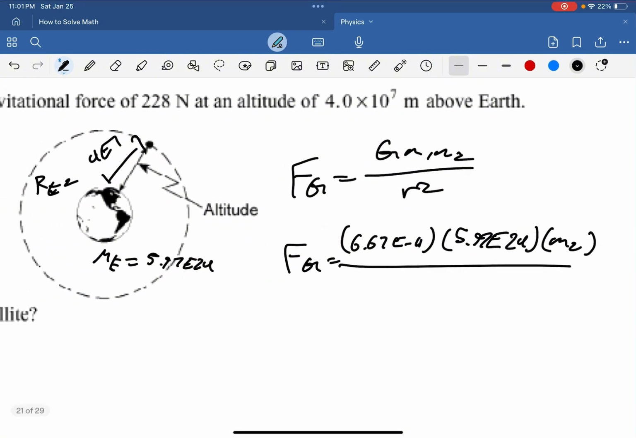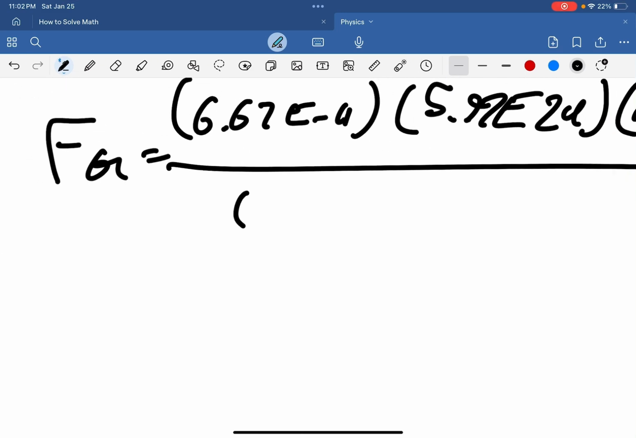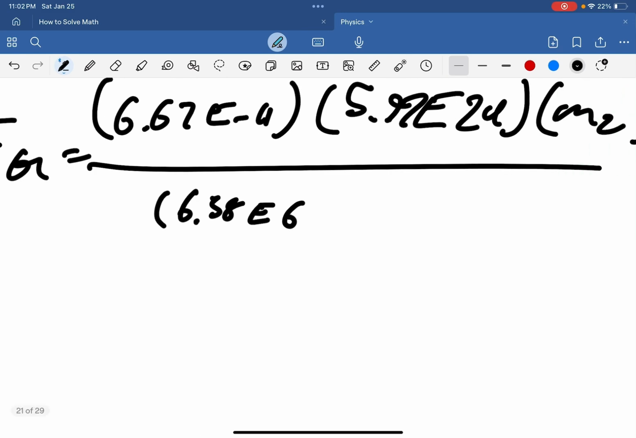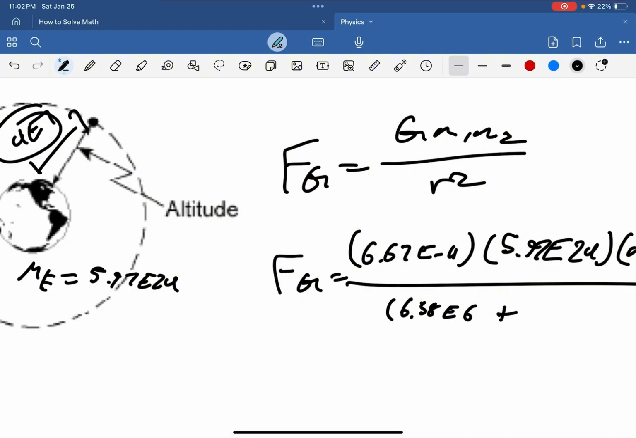Let me look at my equation sheet for the radius of the Earth. Hold up, guys. This might take a while because I don't have it memorized. Okay, here it is. Radius of the Earth is 6.38e6. But this radius also takes into account 4e7.